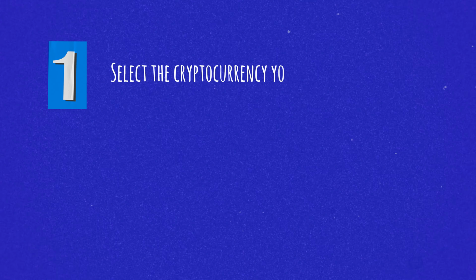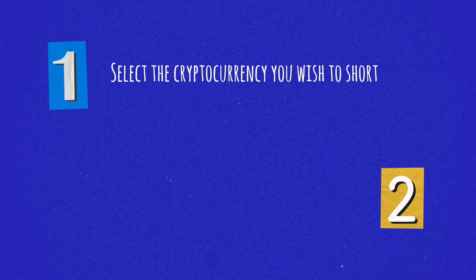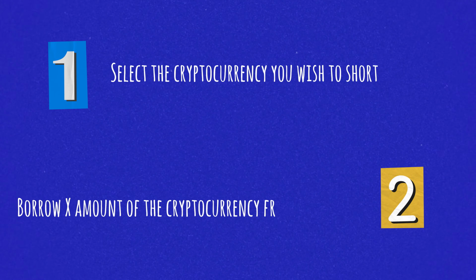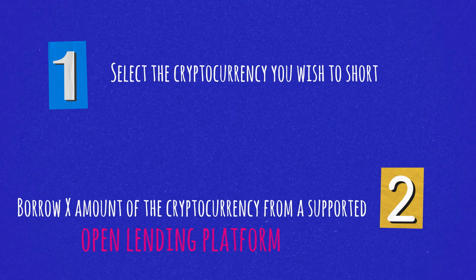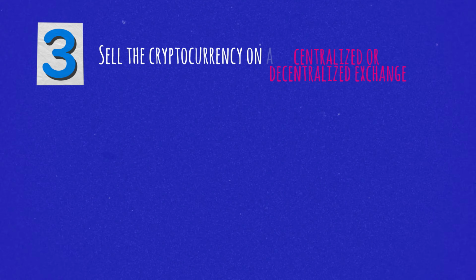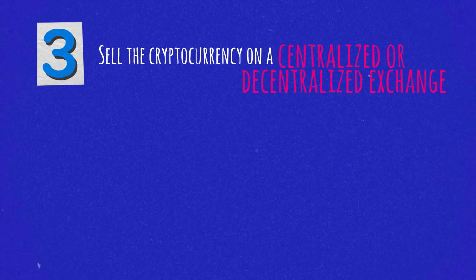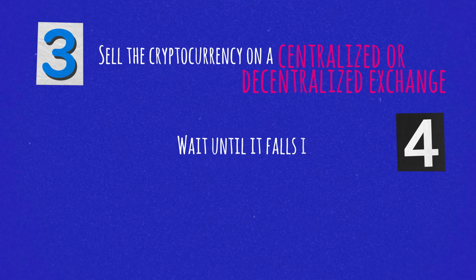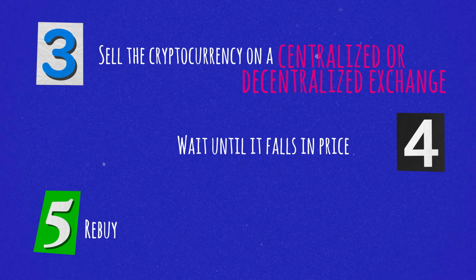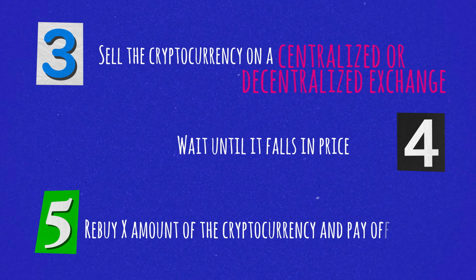So here's how it works in practice. Number 1, select the cryptocurrency that you want to short. Number 2, borrow X amount of the cryptocurrency from a supported open lending platform. Then 3, sell the cryptocurrency on a centralized or decentralized exchange. Then 4, wait until it falls in price. And then 5, rebuy X amount of the cryptocurrency and pay off your loan.